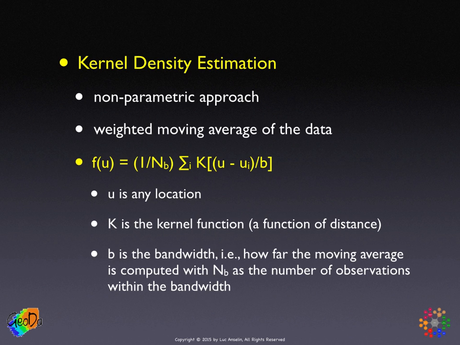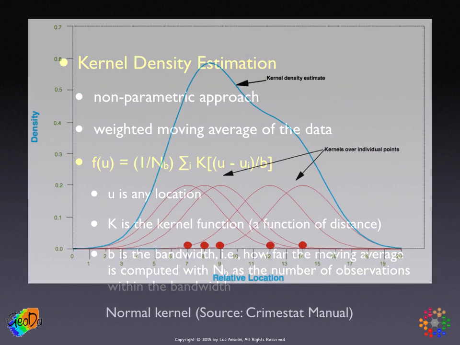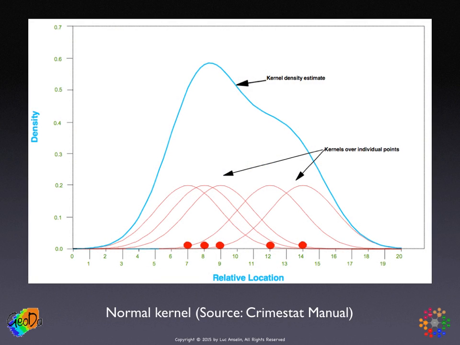The second aspect, which is actually more important in terms of sensitivity analysis, is the bandwidth, which is how far out you go to take neighboring points into account. So let me illustrate this with a very nice graph that I borrowed from the CrimeStat manual, and I really think it shows the principle. What we have here, the little red balls are the points. It's in one dimension just to illustrate the concept.